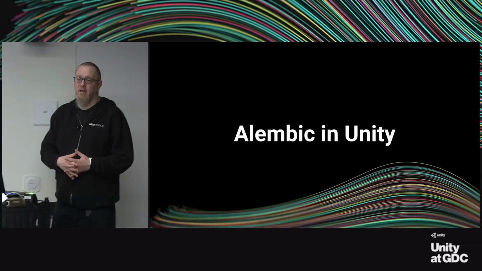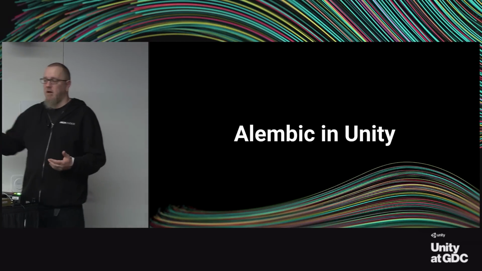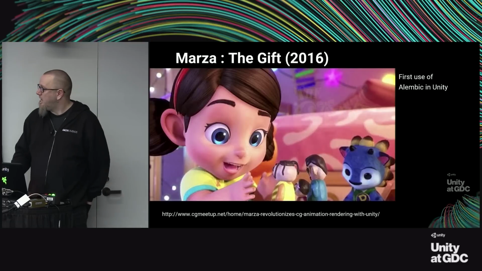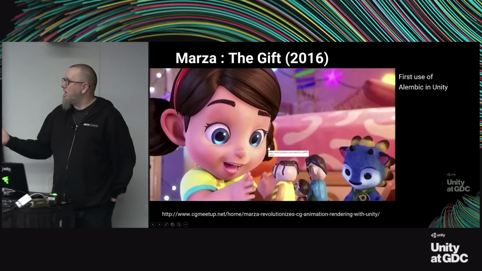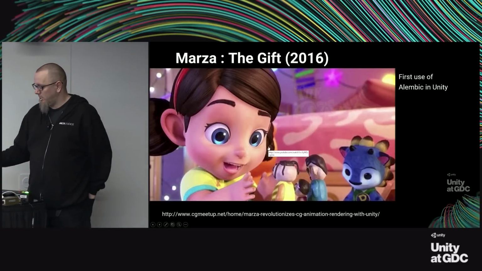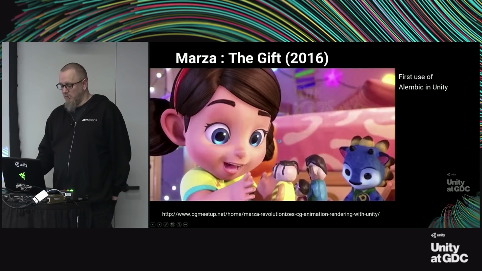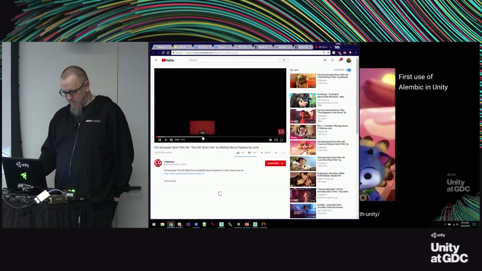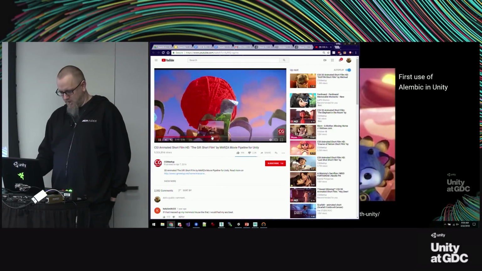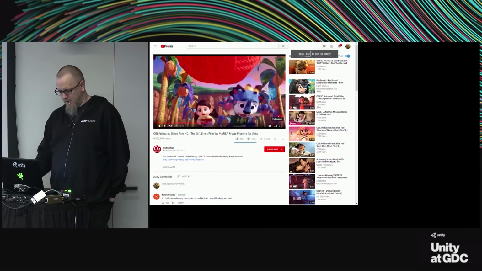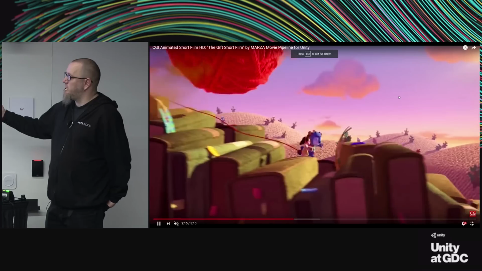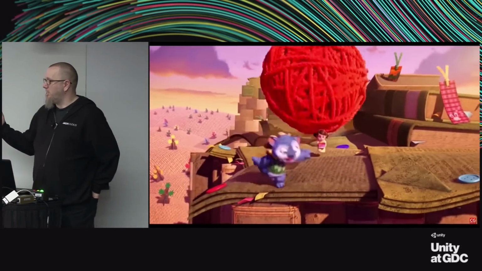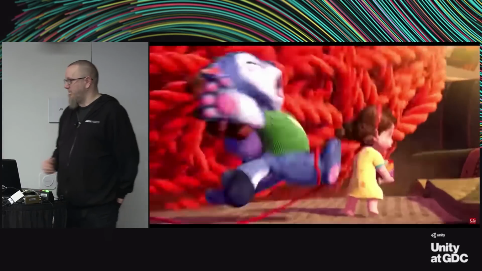The next big thing that we did for the Adam 2 and 3 project was Alembic. Sean Lowe, a member of our team, has been talking about that at a couple of other sessions, but we've been working on Alembic integration in Unity for a few years. The Marza project was one of the first ones. Let me find the right spot here. This is an animation project by a studio in Japan called Marza, and one of our engineers at Unity Japan created the Alembic process specifically for this shot here.